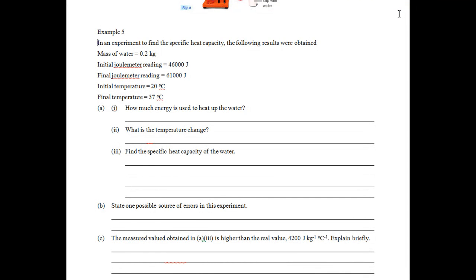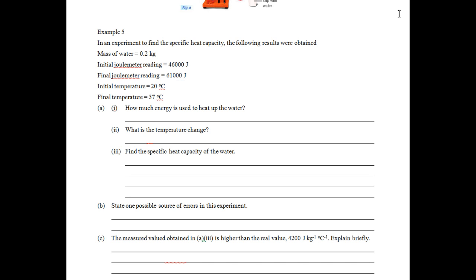Now let's look at example 5. In this example, we have done an experiment to find the specific heat capacity of water, and we have collected some data. Say the mass of water is 0.2 kg. Initial joulemeter reading is 46,000 J. That means at the beginning the reading is 46,000. Final joulemeter reading is 61,000 J. That means at the end the reading on the joulemeter is 61,000. The initial temperature of the water is 20 degrees Celsius and the final temperature is 37 degrees Celsius.